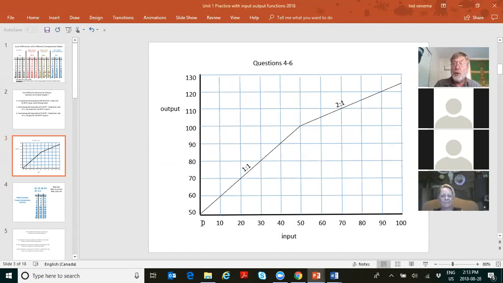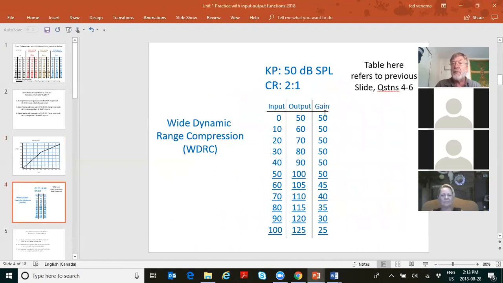My gain for 0 in was 50 because my output was 50. 10 in, 60 out, my gain is 50. 20 in, 70 out, my gain is 50. 30 in, 80 out, my gain is 50. 40 in, 90 out, my gain is 50. And that's precisely what I'm showing you here.